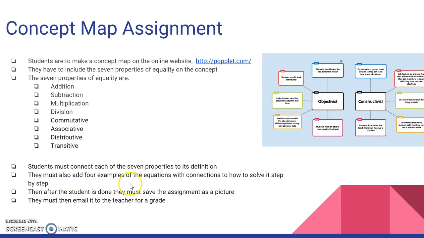They must also add 4 examples of the equations with connections to how to solve it step by step. So they would do one of these boxes, the big ones, and make the example of the equation, and then draw a line to one of the 2 small boxes with a step by step how to solve that equation. And they must have 4 of those in the concept map.